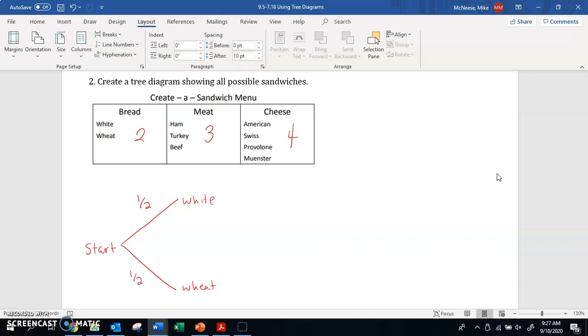Now from there, we need to choose a meat. So each of these breads have three options. You can have ham, turkey, or beef. So I've got ham, turkey, beef, ham, turkey, beef. Since there's three options, we have 1 out of 3 chance for each of them.